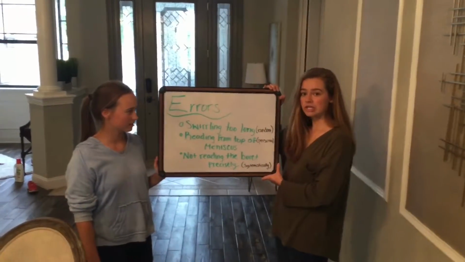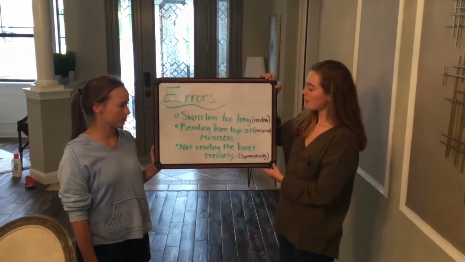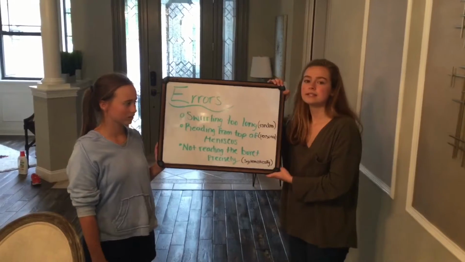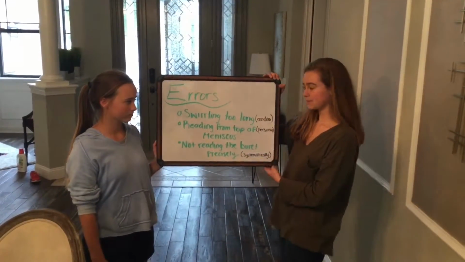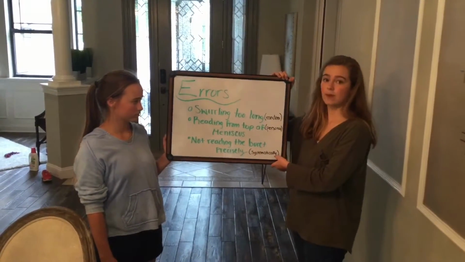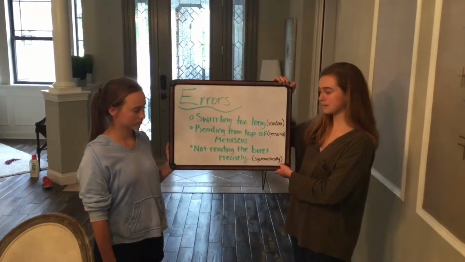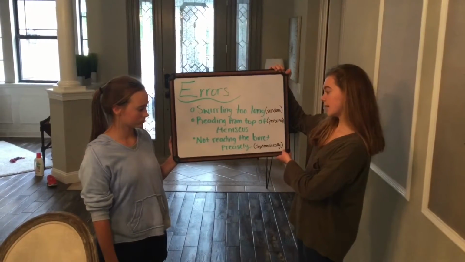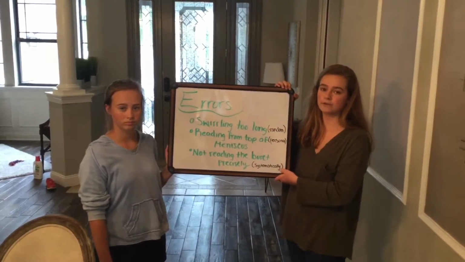Some errors that may have occurred in this experiment are the swirling too long. This was a random error. This would cause too much base to be in the mixture. Another error could be reading from the top of the meniscus instead of the bottom. This was a personal error and may have caused a skew of the results. Another error could have been not reading the burette precisely. This was a systematic error and also may have caused a skew.